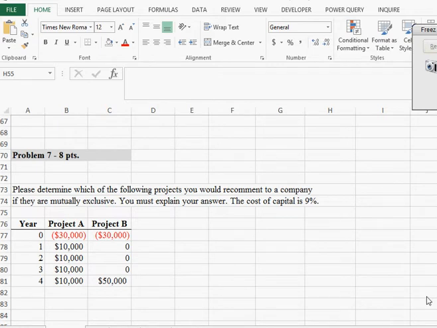Here's another problem to consider. They're asking you to choose between two different projects, so these become, of course, mutually exclusive. And it asks you to explain your answer. Cost of capital is 9%. As we've discussed in class, the best way to analyze these two projects is with net present value.